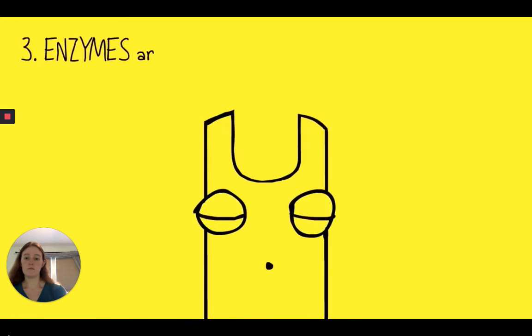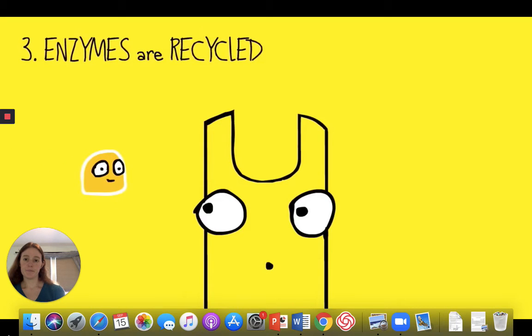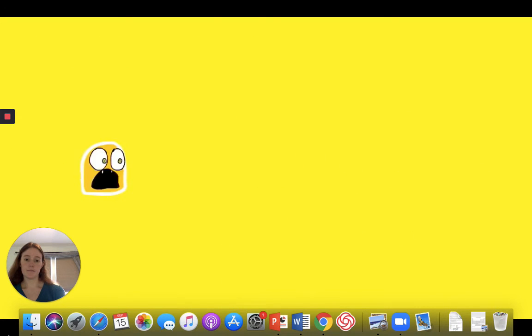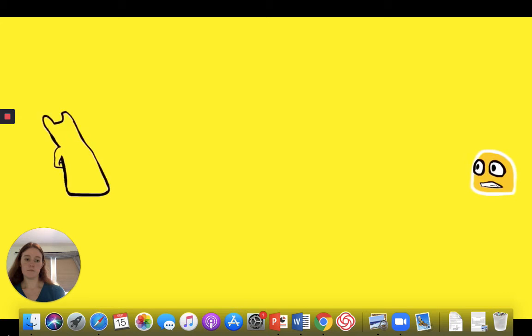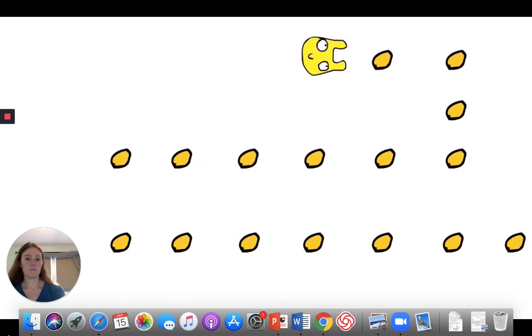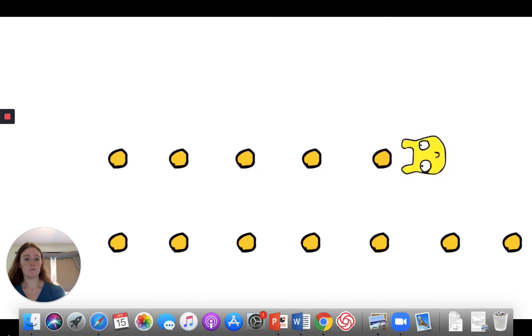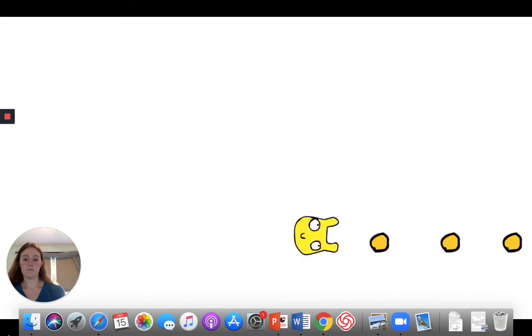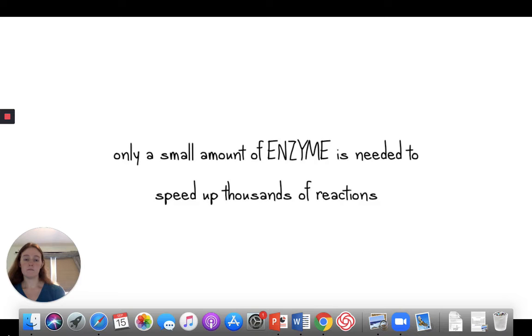Number 3, enzymes are recycled. Enzymes are not altered by the reactions they speed up. Immediately after they finish one reaction, they can act on a new substrate. This way, only a small amount of enzyme is needed to speed up thousands of reactions.